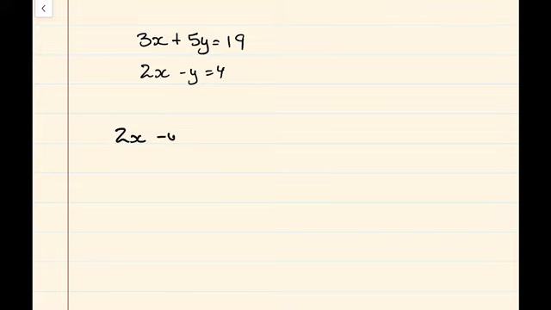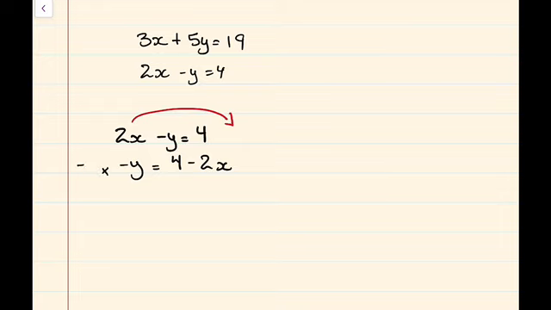So we have 2x minus y is equal to 4. And we're going to carry over the 2x to the other side of the equation. So then we'll have negative y is equal to 4, and because we carried over the 2x, it will become a minus 2x. Alright? And we want a positive y, so let's multiply each side of the equation by negative 1.